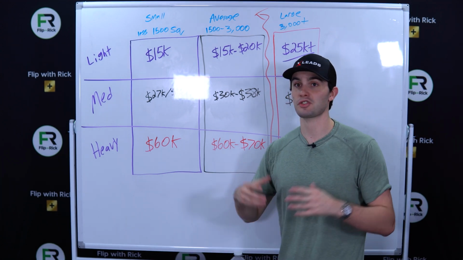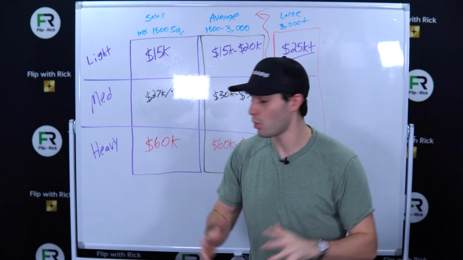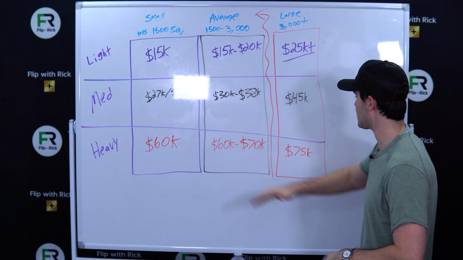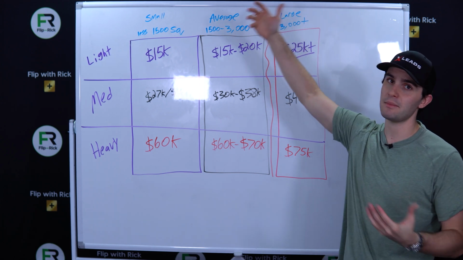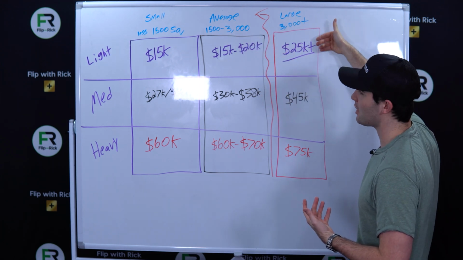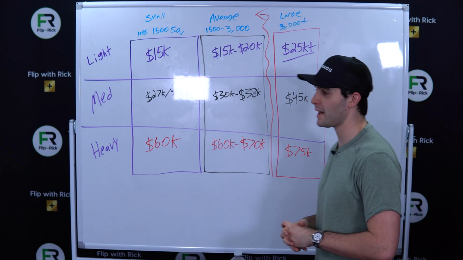Now, heavy is like there's structural damage. This is a hoarder's house. This thing needs a lot of work. We're roughly going to be between $60,000 and $70,000 in repairs here. Now, if it's a larger home, just because it's bigger, there's going to be more things needed. $25,000 is probably going to be a light repair on this. Medium's $45,000 and $75,000 for heavy repair costs.